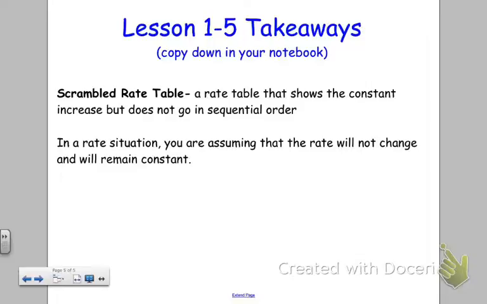In a rate situation, you are assuming that the rate will not change and will remain constant. So if you think about those tables, we were talking about the number of free throws, those types of things. I'm going to assume that she's making that same number of free throws every day, that it's always going to stay the same. I'm assuming she's playing basketball every day, and that she stops once she gets to 3 and finishes her practice after that. So remember, in a rate situation, you are assuming that the rate will not change.